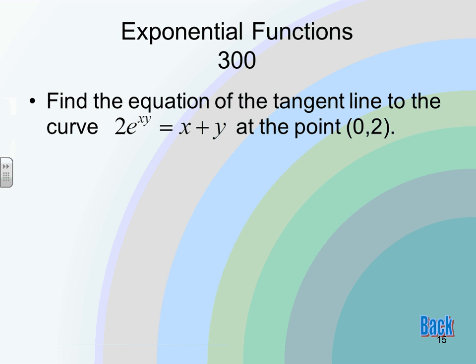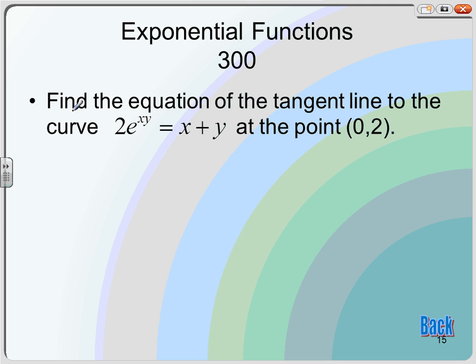Okay, next one, find the equation of the tangent line to the curve 2e^(xy) = x + y at the point (0, 2). Again, we have to find the derivative implicitly. So the derivative of 2e^(xy) is 2e^(xy), the same thing, but times the derivative of xy. The derivative of xy is x times dy/dx, or you can write y prime if you're feeling lazy.